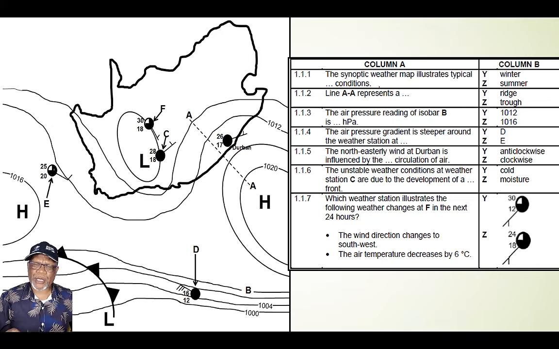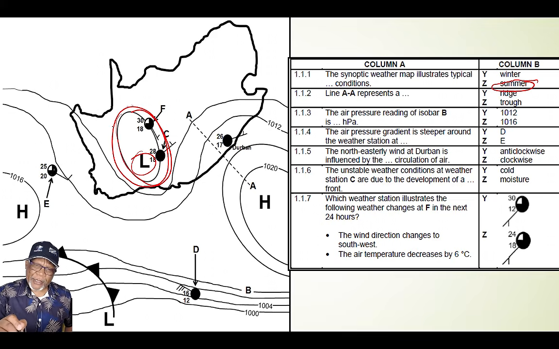What do you see here? You see L in the center, which means now the temperatures are high. So this will be typical summer condition. And you can see this L here, you can see the isobars here. They are not just round, they are a little bit oval. So when you see an elongation, this is elongation.